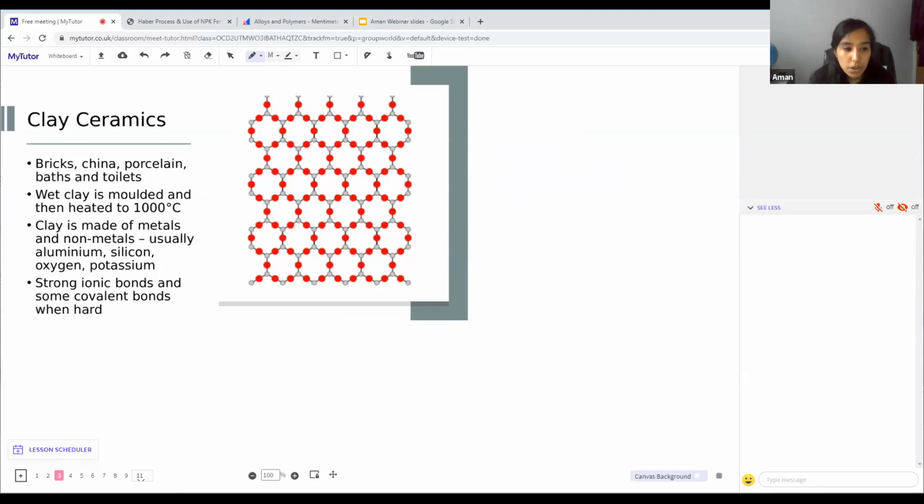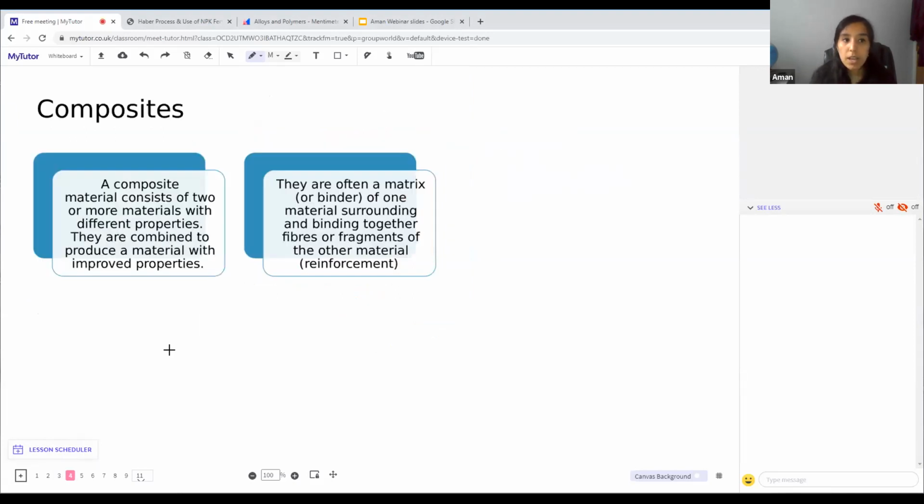Okay, so the next thing then to look at is composites. And as I said, this is an AQA topic, so if you're not doing AQA, you do not need to know about composites. It still might be interesting though, if you do want to learn about it.